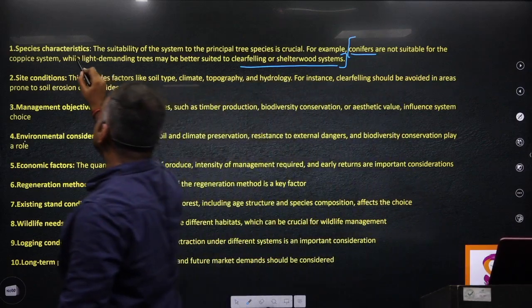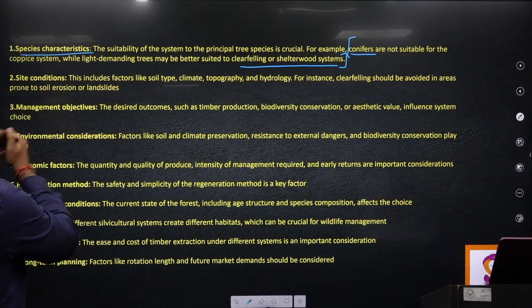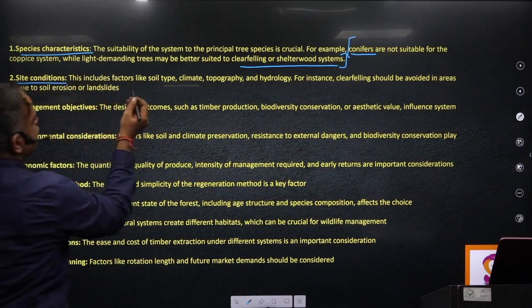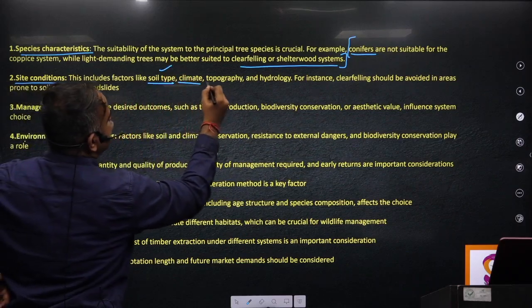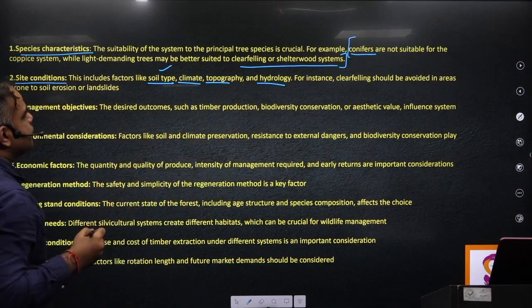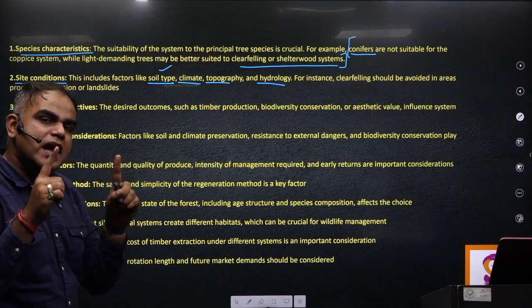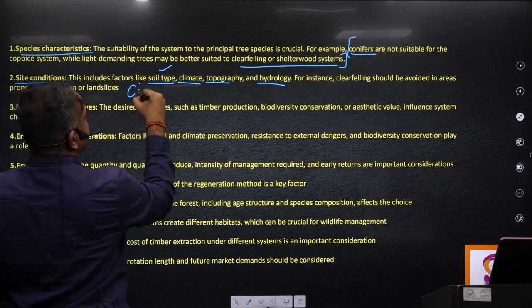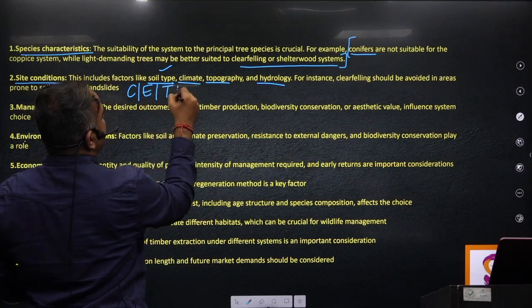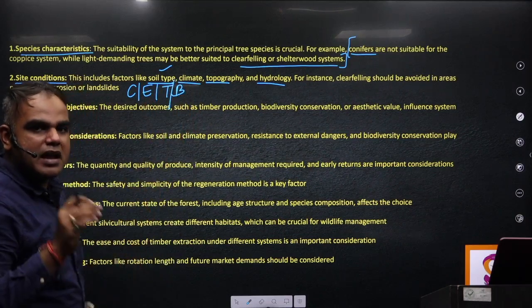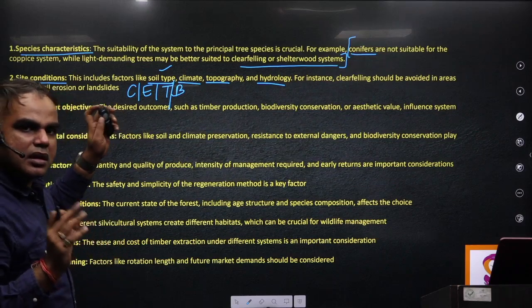That is species characteristics. We can go for site conditions. Okay, so soil type, climate, topography, hydrology, etc. What is this? Site factors here. Remember, site quality, site factors, all of that is what? Climatic, edaphic, topographic, biotic. Whenever we say site conditions, remember this only.